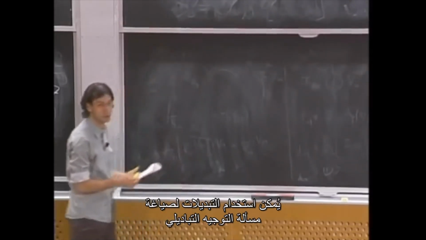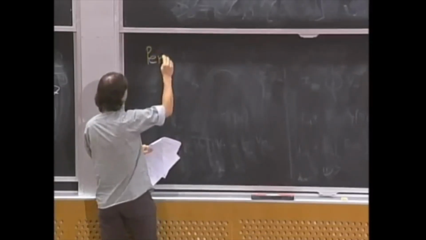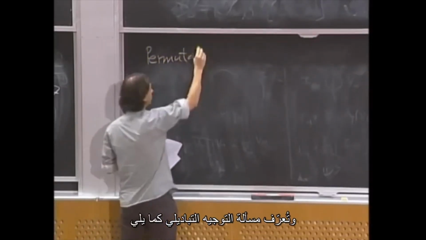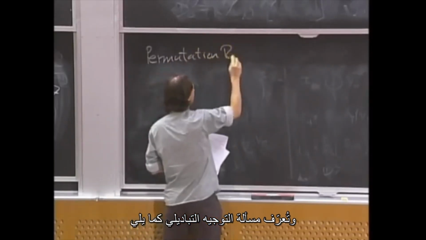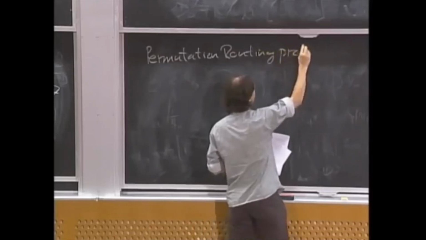Now, how do we use permutations to go towards the idea of congestion? A permutation can be used to formulate the permutation routing problem. And the permutation routing problem is defined like this.